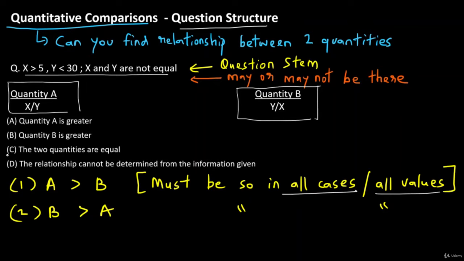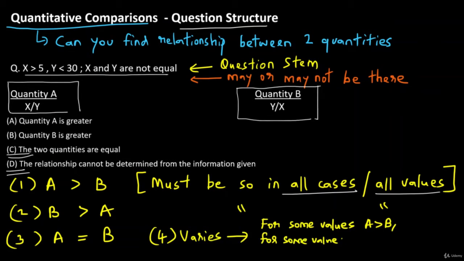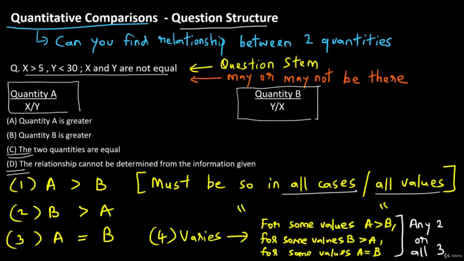Alright, now if you are marking answer C as the right answer, this would be correct if the two quantities are always equal. Alright, now we are left with one more option. Now, if the relationship between these two quantities varies, that is, sometimes A is greater than B, sometimes B is greater than A, or sometimes they are equal, right? So there is no constant relationship, it's varying. In this case, you need to mark answer option D as the correct answer.